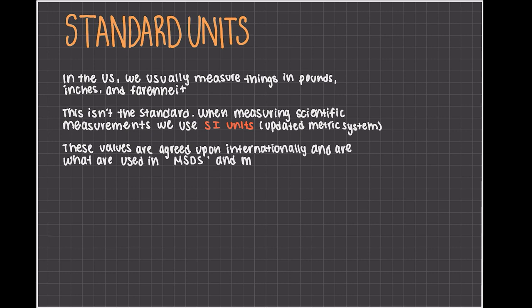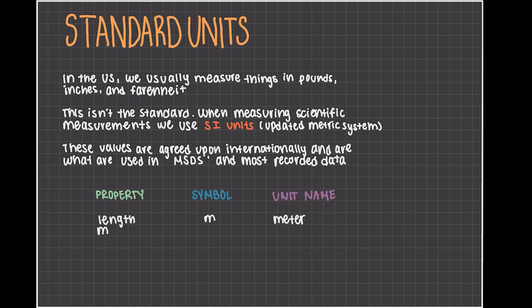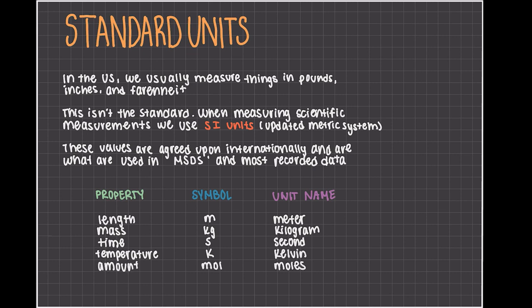The SI units all have a property, a symbol, and a unit length. For the length, we use the symbol m for meter. For mass, we use the symbol kg for kilogram. For time, we use s for seconds. Temperature is an uppercase K for Kelvin, and for an amount of substance, we use mol for moles.